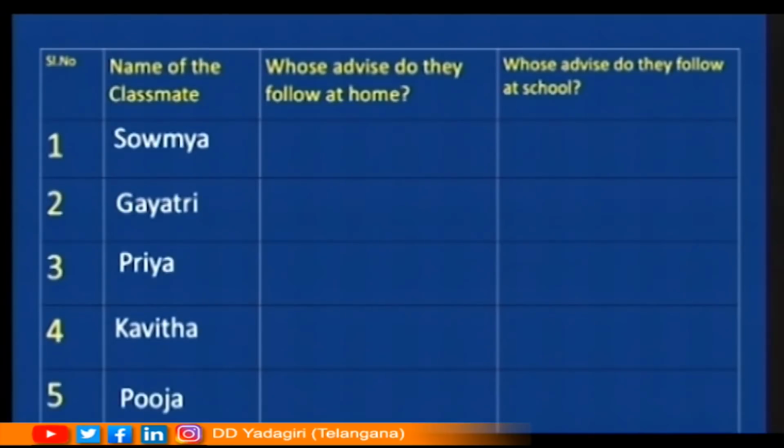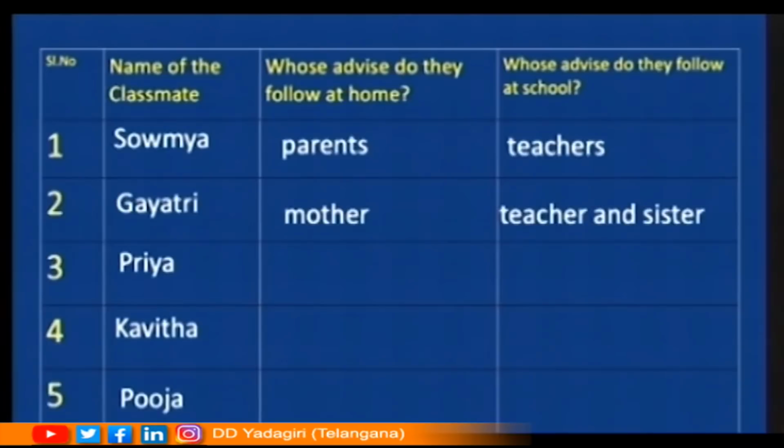Soumya follows the advice of her parents at home and teachers' advice at school. Gayatri follows the advice of her mother at home and she follows the advice of her teacher and sister at school.